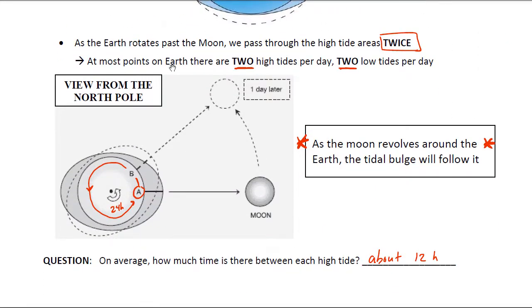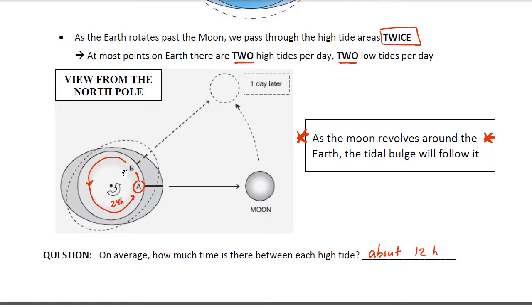Now, as the Earth rotates past the moon, so we can see the Earth is rotating counterclockwise every 24 hours. As it rotates past the moon, you'll see that when it's right in line with the moon, you'll always have a high tide facing the moon. But when the moon moves to its next location a day later, you can see in the dotted lines here that the tide has followed the moon.